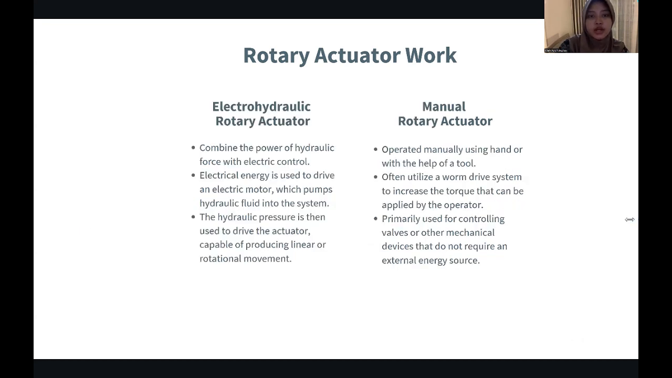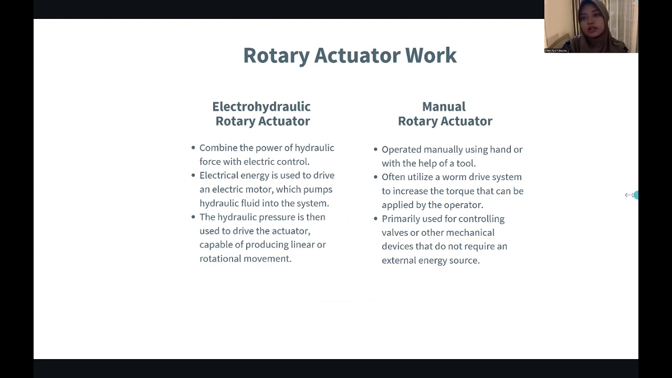Okay, next, electrohydraulic rotary actuator. Combine the power of hydraulic force with electric control. Electrical energy is used to drive an electric motor, which pumps hydraulic fluid into the system. The hydraulic pressure is then used to drive the actuator, capable of producing linear or rotational movement.